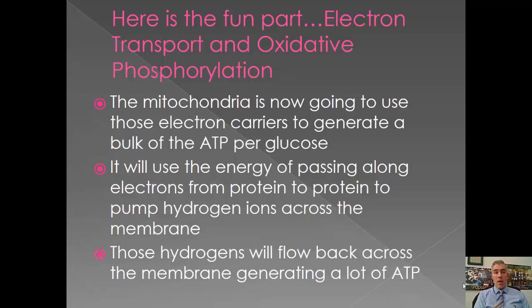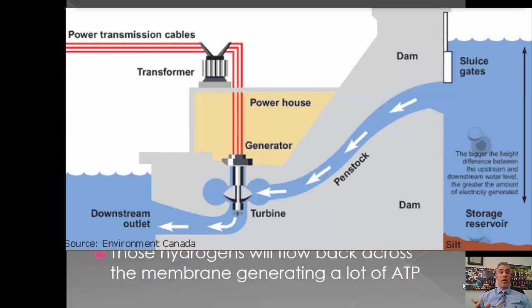All right, so here is the fun part, where we're going to get lots and lots of ATP using those electron carriers we were just talking about. In the process of electron transport and chemiosmosis, collectively called oxidative phosphorylation, we transfer the electrons from the carriers to several different protein complexes in the mitochondrial inner membrane. As they're passed, they pump hydrogens across the membrane, and those hydrogens then flow back across, almost like water flowing through a hydroelectric power plant, causing a protein to spin, and that protein generates lots and lots of ATP.